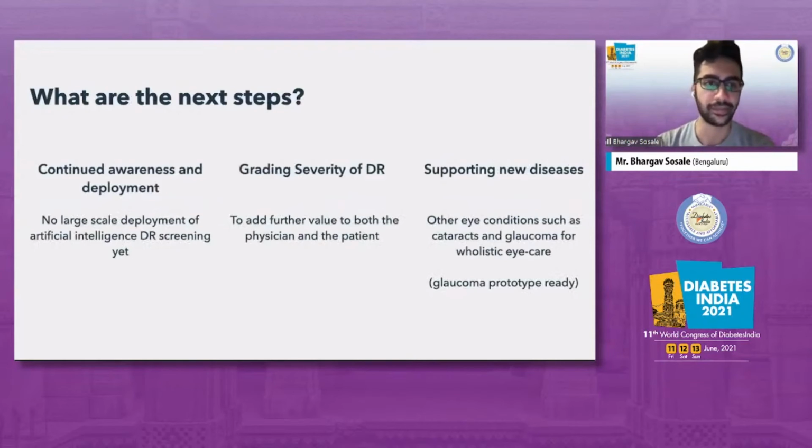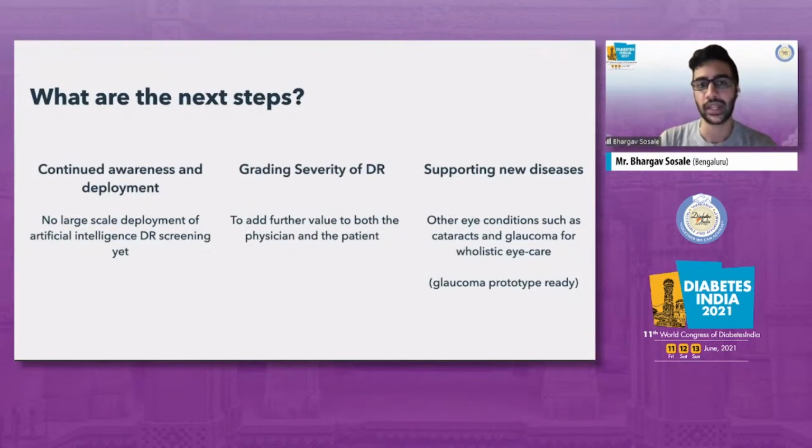So what are the next steps from here? Now, I think the first step is always continued awareness and deployment. As of today, there is no large-scale deployment of AI-based diabetic screening yet anywhere in the world. So that is something that we need to keep creating awareness about and working on deployment. Then after that, aside from just detecting the presence or absence of diabetic retinopathy, it would be good if an AI can also grade the severity of DR or stage it. Is it mild? Is it moderate? Is it severe? Is it proliferative? This way, we can also separate patients that require urgent referral from a patient that has mild DR and does not need referral.